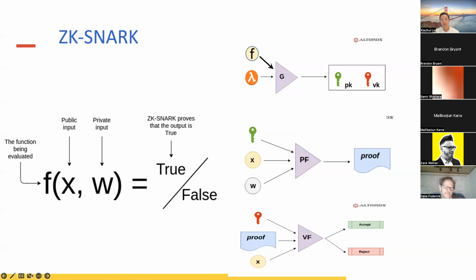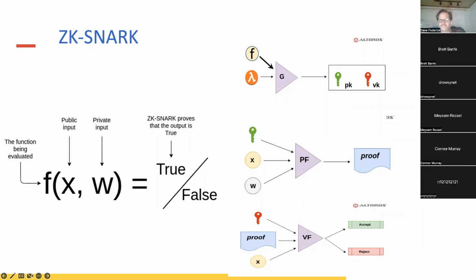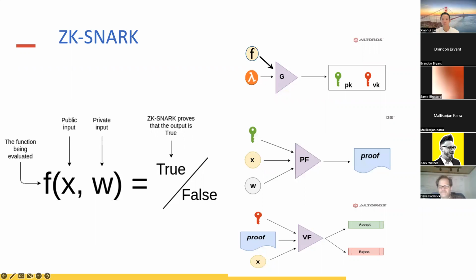Yeah, so lambda is only known by the prover. I think okay. Can you say it again? I think there's some background noise or something. Brandon, do you want to say it again?